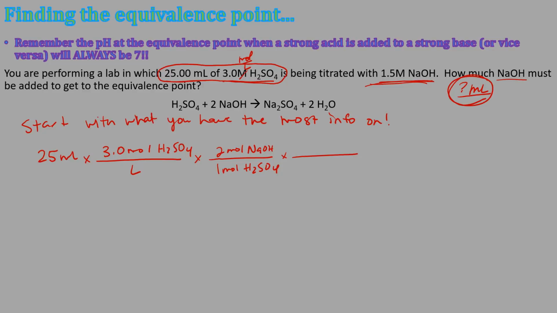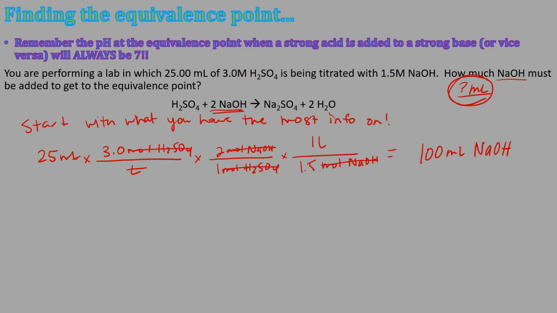So I have moles of NaOH. Now I can use this because this right here is moles per liter of NaOH. So I have 1.5 moles of NaOH per liter. Moles of NaOH cancel with moles of NaOH, moles of H2SO4 with moles of H2SO4, liters and liters. This is going to be 100 milliliters.